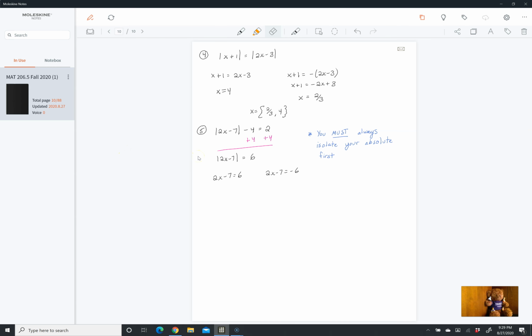Okay, and this one gives us x is equal to 13 over 2. This one gives us that x is equal to 1/2.